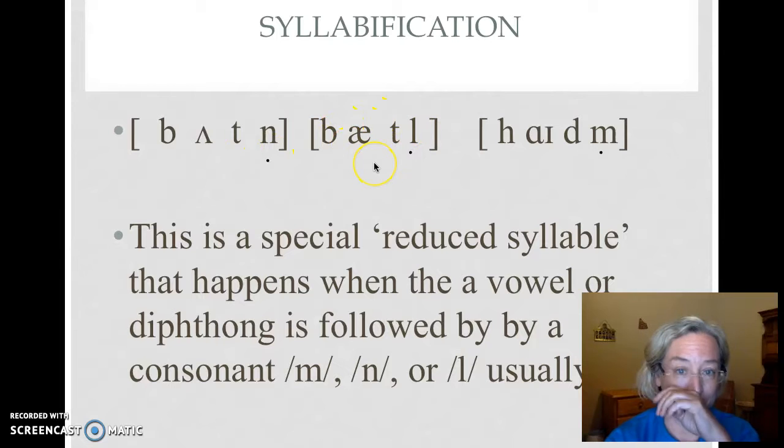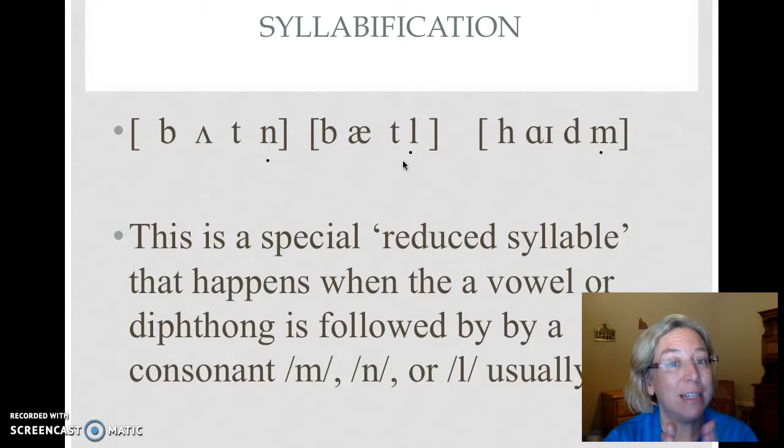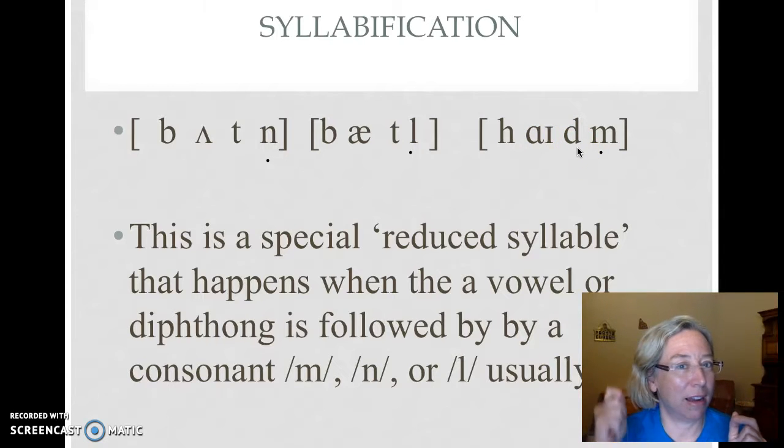Here's another example. Battle. So what we did is we quickly produced the T and we quickly produced the L. We didn't even let a vowel slide in between those two. And this is two words, and what I'm saying here is "had him." As in the little phrase, I had him by the scruff of the neck. Had him.